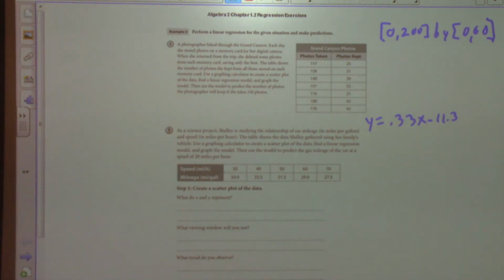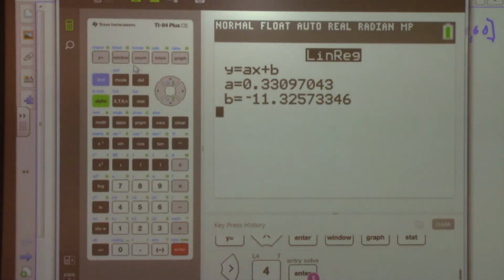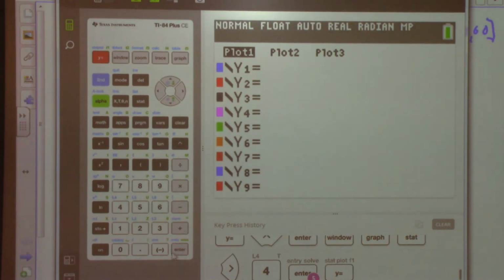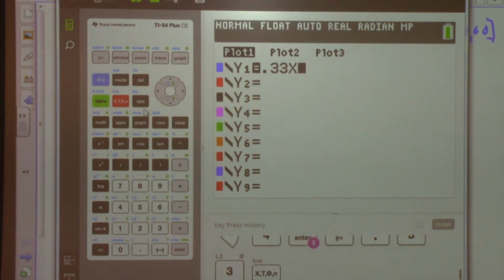And then after you've written that down, you can come over here to your function editor, which is y equals. So here's where you enter that: 0.33x minus 11.3. Why did you go 2 places past the decimal on the 33, but then not 2 places on the other?